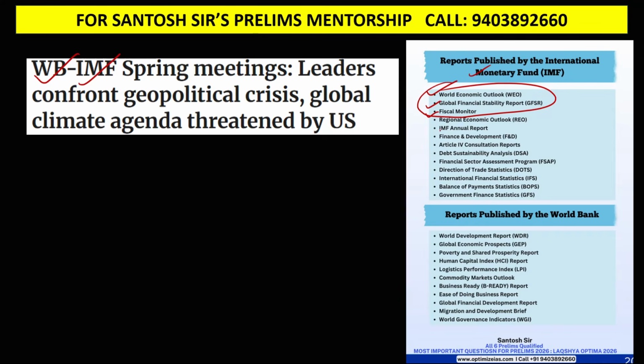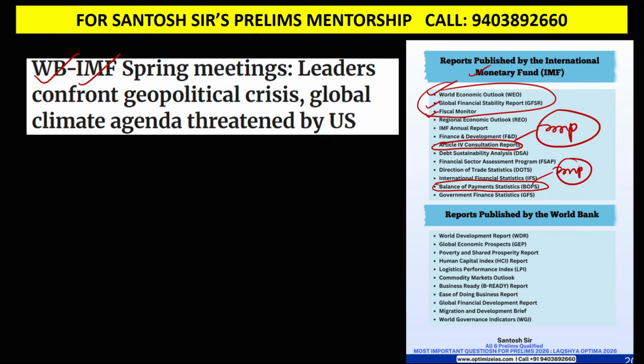Also, guys, in the last few years, Article 4 consultation reports are also in news. So you can expect a question about this topic also. Next, you have Balance of Payments Statistics. This is also in news, so you can also have a note of it.